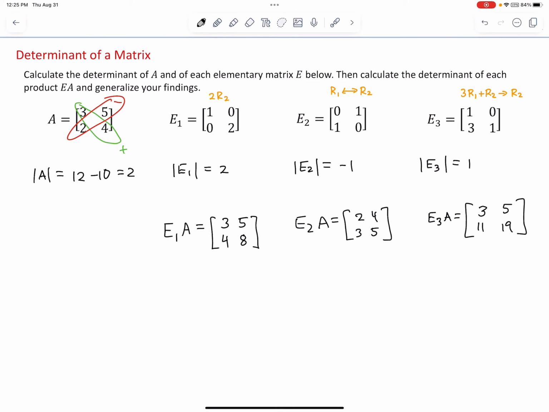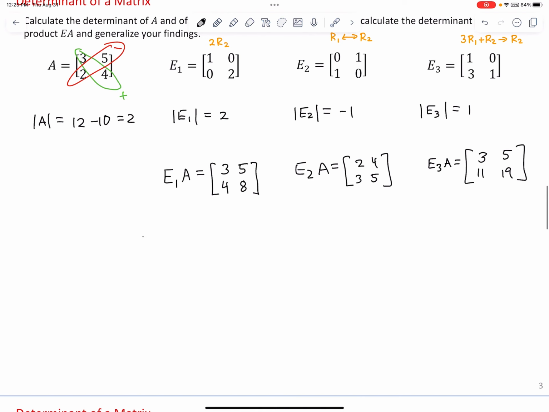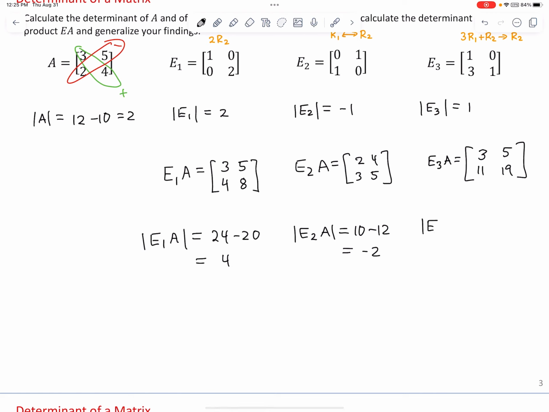Okay, now we want to compute the determinants of each of these products. So the determinant of E1A, we'll do our crisscross pattern. So 3 times 8 is 24. And then minus 4 times 5, so minus 20. And we get a result of 4. The next case, the determinant of E2A, we do 2 times 5 is 10, and then minus 3 times 4, so minus 12, and that gives us the determinant of negative 2. And then finally, the determinant of the last product, E3A, 3 times 19 is 57, and then minus 5 times 11 is 55, and 57 minus 55 is just 2.